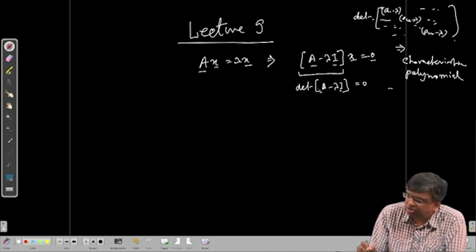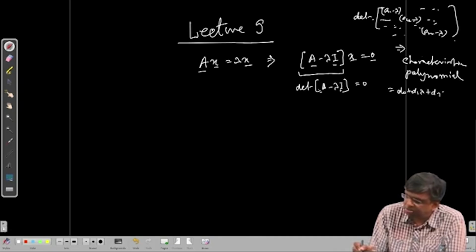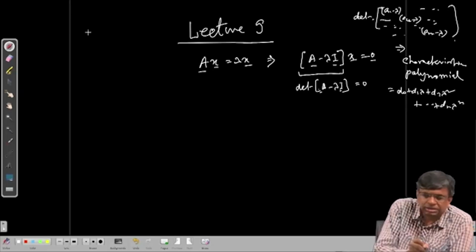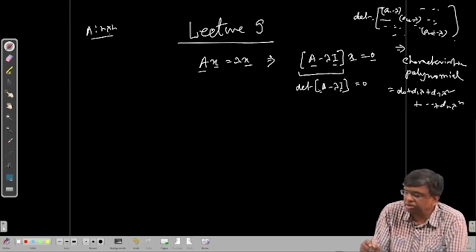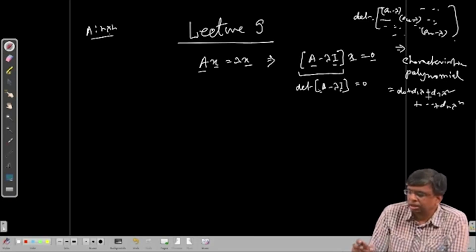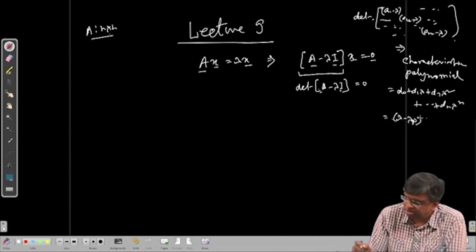It could be something like some constant, d0 plus d1 lambda plus d2 lambda square, up to dn lambda to the power n. A is n cross n, so it will have n terms. So you factorize it into first-order factors. First-order factors could be lambda minus lambda 1, and so on.